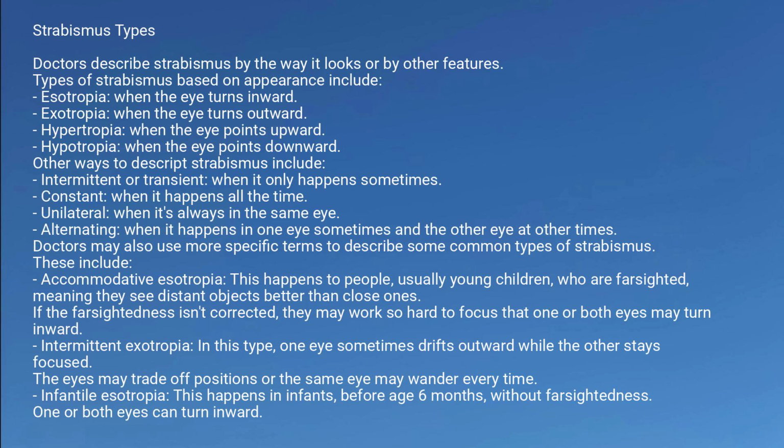Intermittent exotropia. In this type, one eye sometimes drifts outward while the other stays focused. The eyes may trade off positions or the same eye may wander every time. Infantile esotropia. This happens in infants, before age 6 months, without farsightedness. One or both eyes can turn inward.